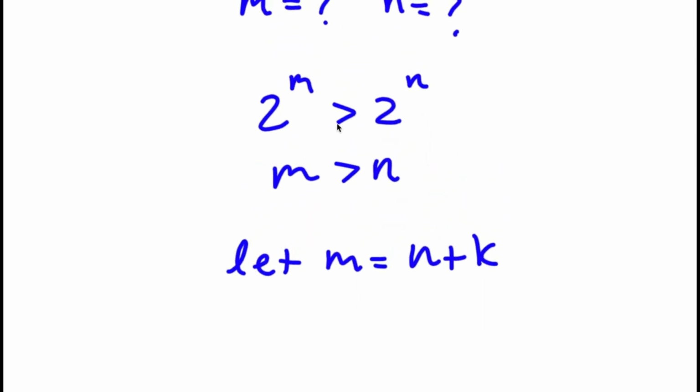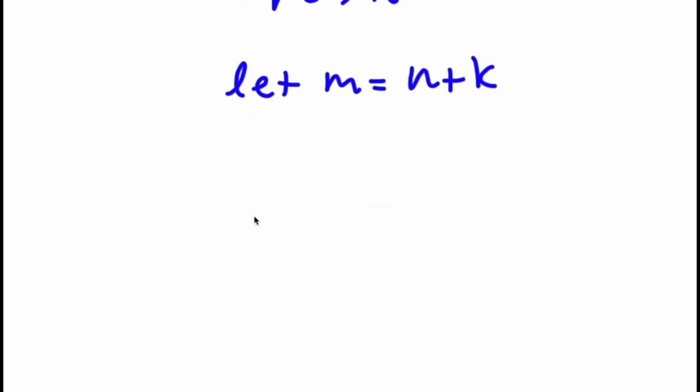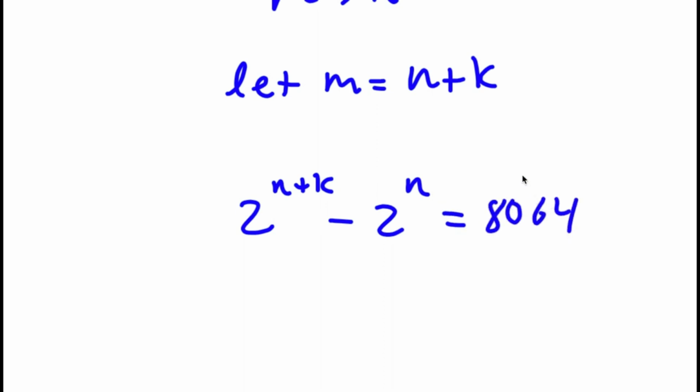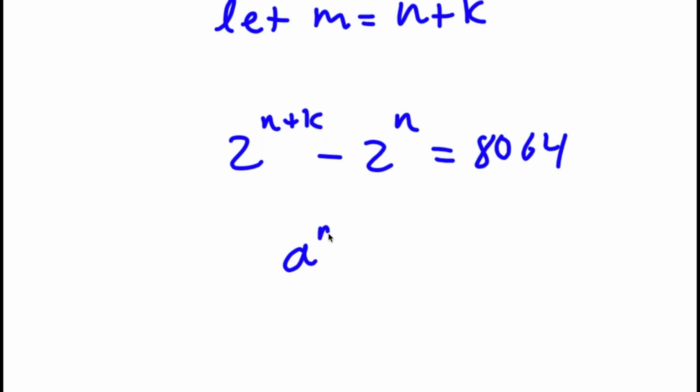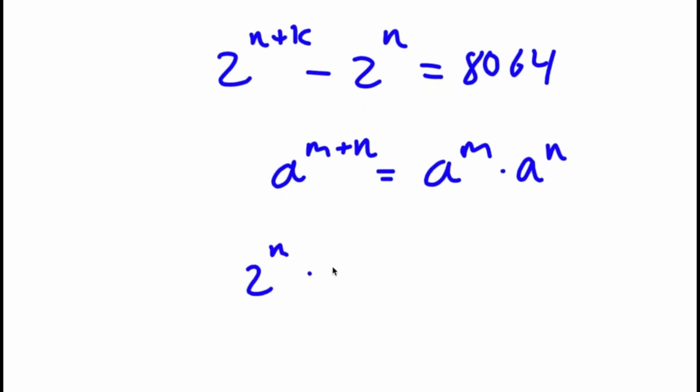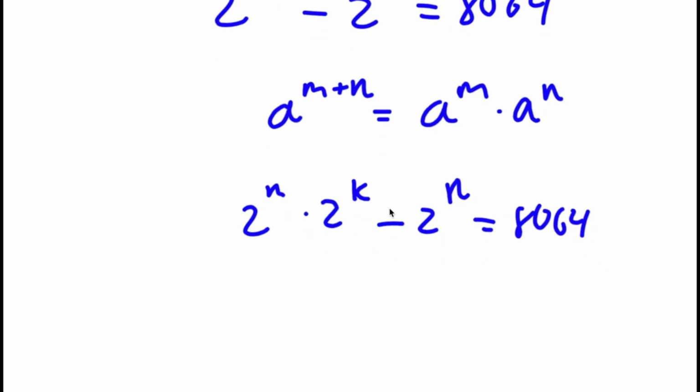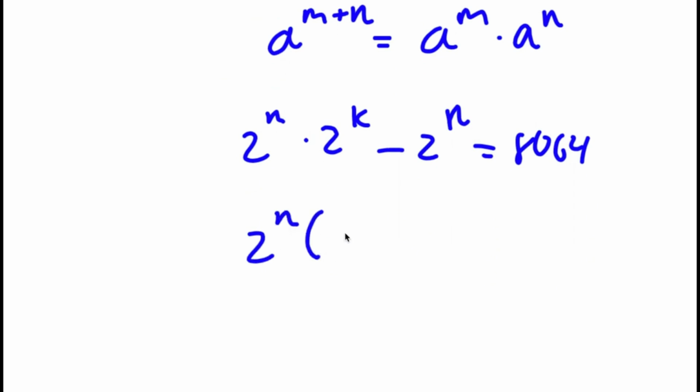So if m equals n plus k, then I have 2 to the power of n plus k minus 2 to the power of n is equal to 8,064. Now if I have something in the form a to the power of m plus n, this is equal to a to the power of m times a to the power of n. So 2 to the power of n plus k, that's going to equal 2 to the power of n times 2 to the power of k, minus 2 to the power of n is equal to 8,064. Now if I factor out 2 to the power of n, I get 2 to the power of n times (2 to the power of k minus 1) is equal to 8,064.